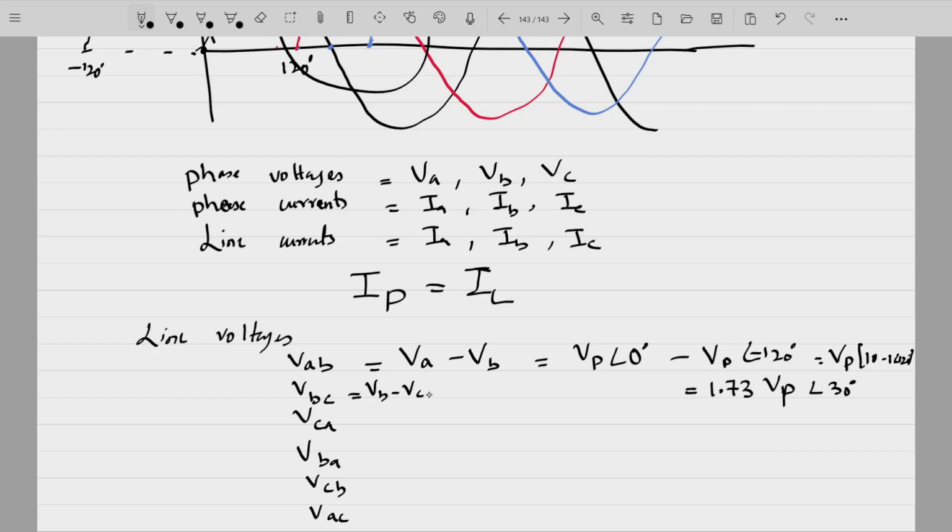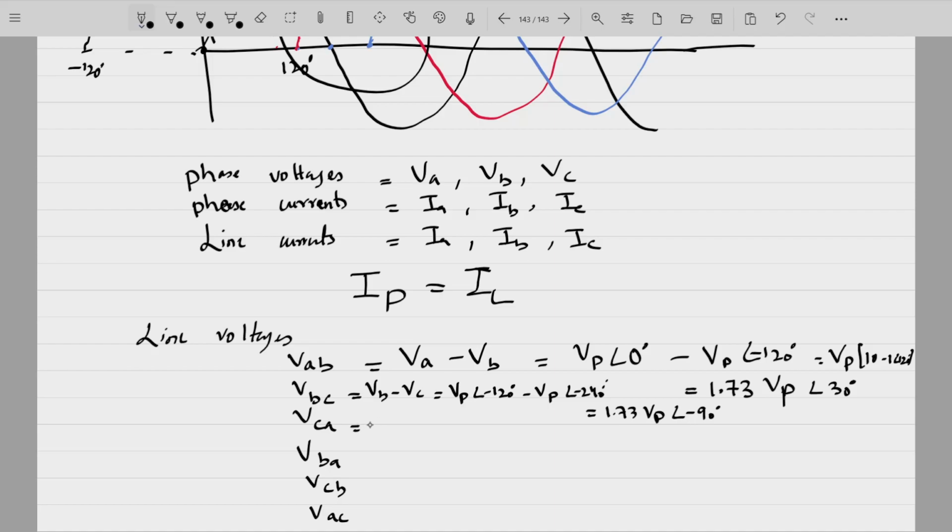VBC will be equal to VB minus VC, that is VP angle minus 120 minus VC, that is VP angle minus 240 degrees. तो वैसे ही VP कॉमन निकाल के, so this will come out to be 1.73 VP angle minus 90 degrees.